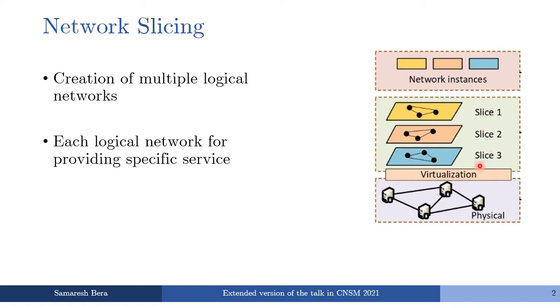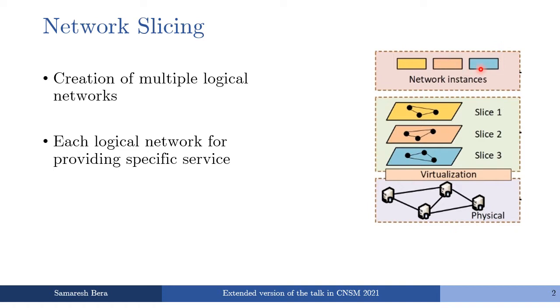They are configured to provide differentiated services in the network. For example, slice 1 can be configured to provide broadband service. Slice 2 can be configured to provide services to latency-critical and reliable applications, and so on. So we have three different network instances in the network, one for slice 1, another for slice 2, and the other for slice 3.